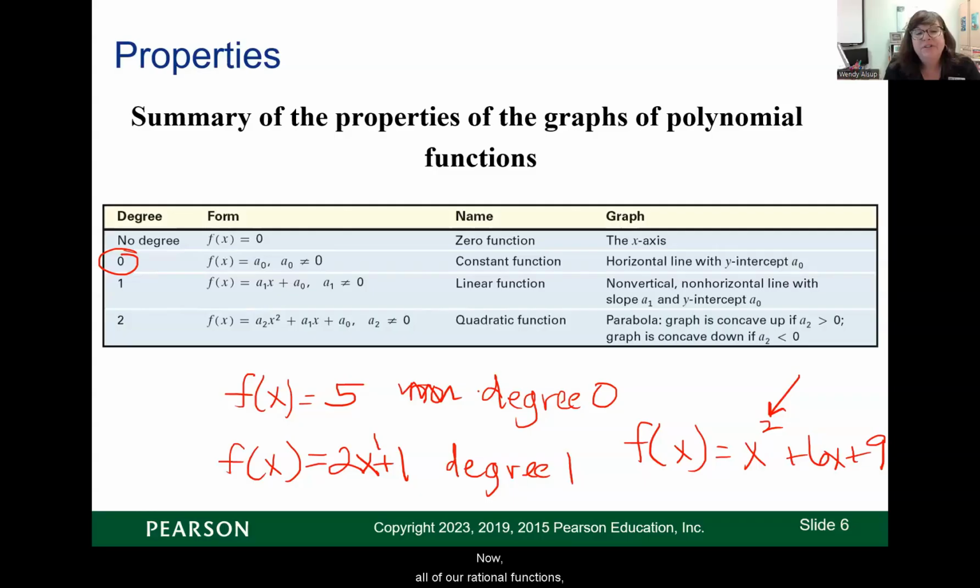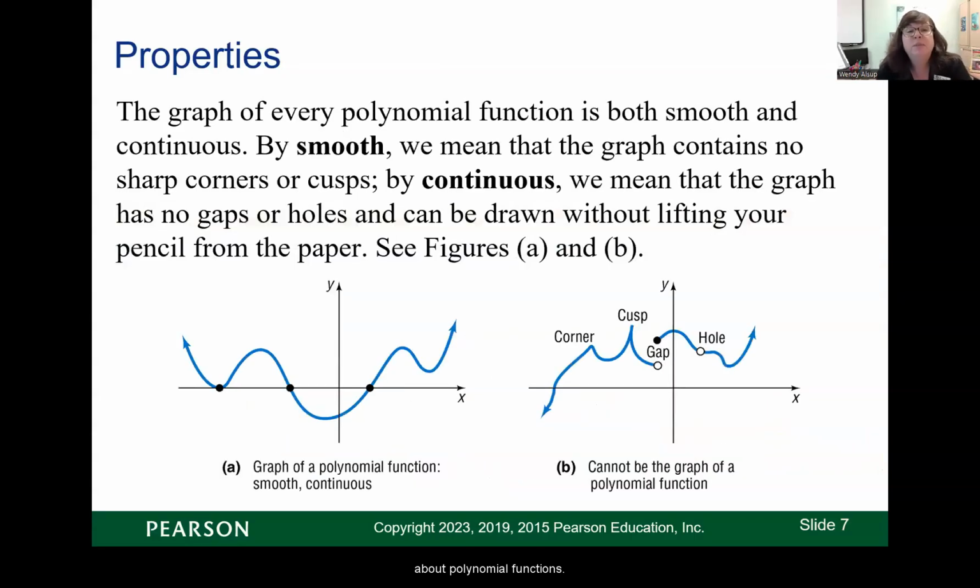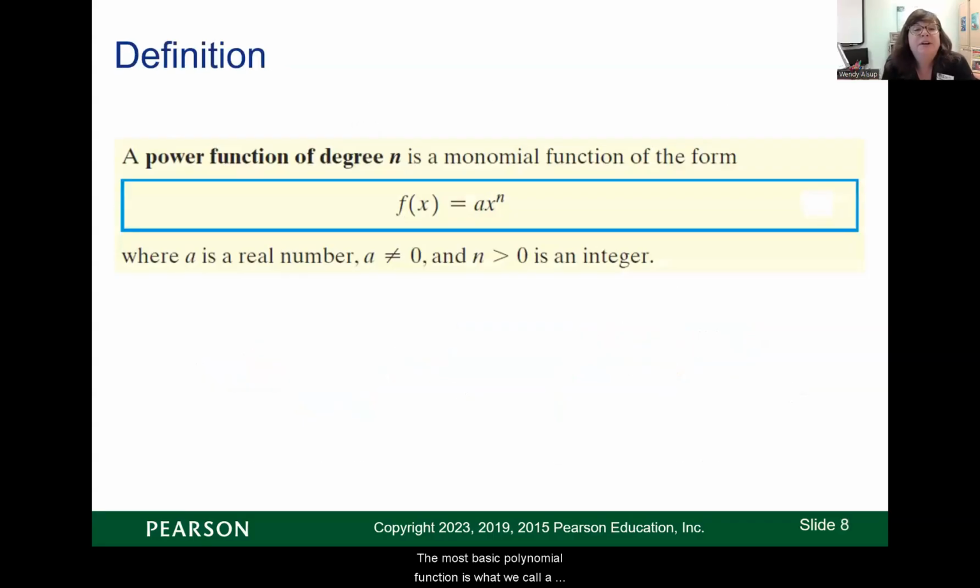Now we're also going to add in degree 3, degree 4, degree 5. We've been talking about these early degree ones quite a bit, but now we're going to generalize what we know about polynomial functions. For one thing, all of their graphs are smooth. In other words, there is no gap, there's no corner, there's no hole. You never have to pick up your pencil to draw a polynomial function. Okay. The most basic polynomial function is what we call a power function, where you just have this one term, of degree n.